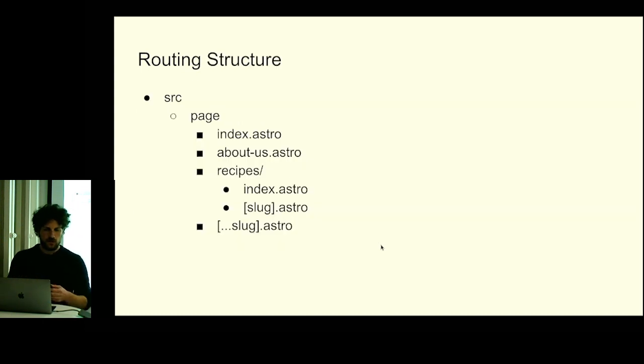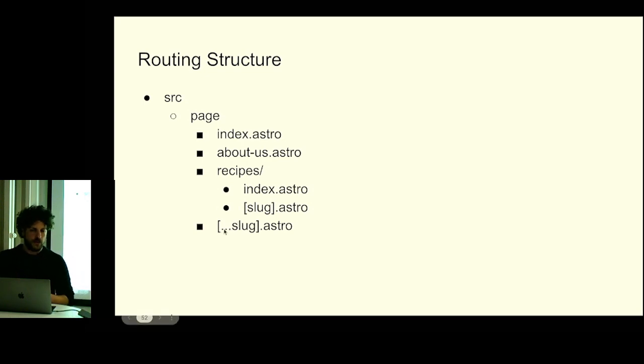This is the routing structure. So you have the SRC folder, you have the pages, and then you have the index, which will be the home page of your application. Then you have the about us, which is another page. Then you have the folder, for example, recipe, and index will be what is going to show under /recipes, and slug in this case is a dynamic route. That means that we don't know the name or the URL of, for example, this recipe, but it will be generated automatically by the system.